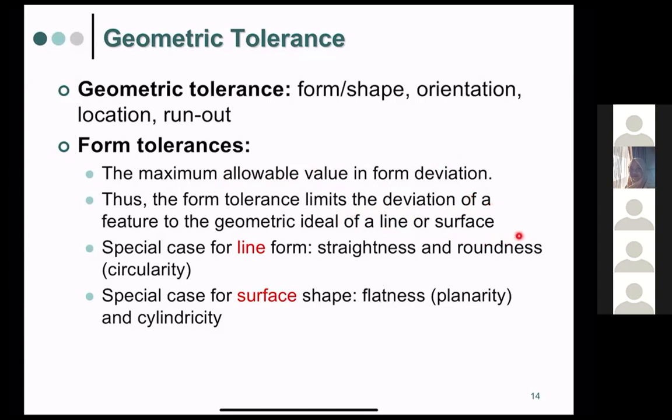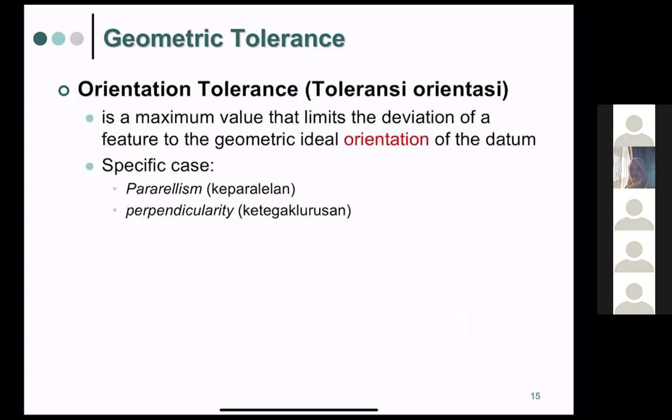Alright, so the form tolerance limits the deviation of a feature to the geometric ideal of a line or surface. For example, the tolerance for the line form, garis, for example, straightness, kelurusan, and roundness, kebulatan, or circularity, and for surface, for example, flatness, and then planarity and also cylindricity. So let's watch one by one. Okay, so let's have a look, and then we also have orientation tolerance, for example, parallelism and perpendicularity.